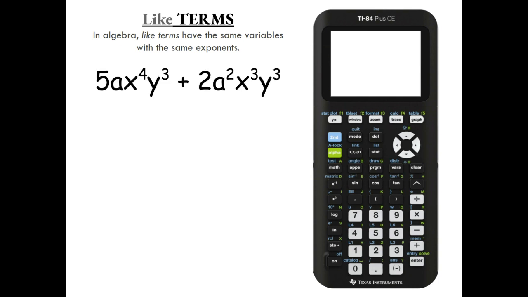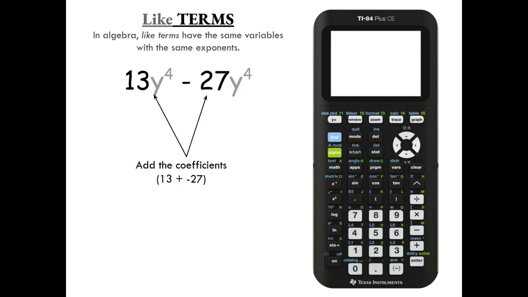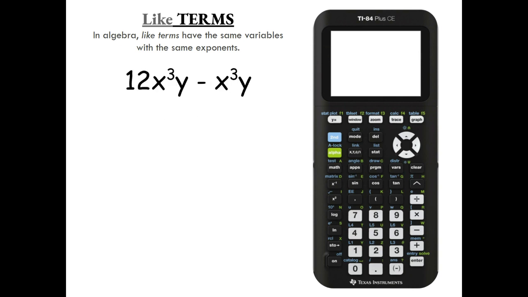5a x to the fourth y cubed plus 2a squared. They don't have the same variables with the same exponents. Therefore, they are not like terms. 13y to the fourth minus 27y to the fourth. They have the same variables with the same exponents. Therefore, you can add them together and you get negative 14y to the fourth.